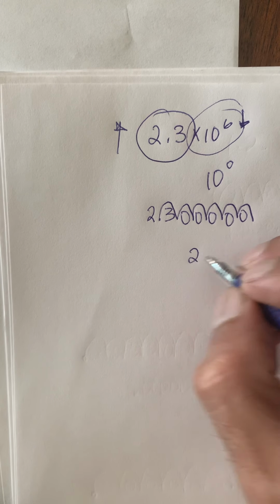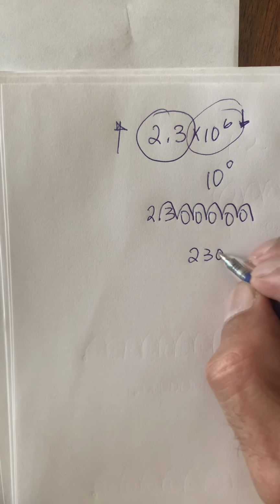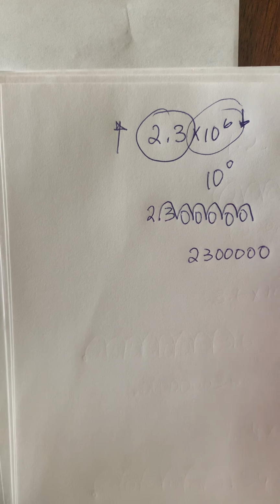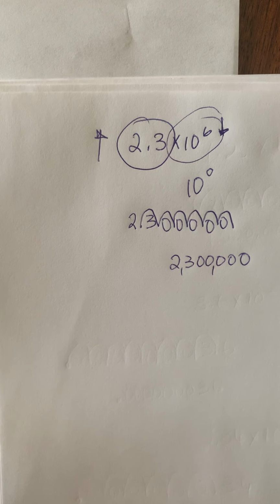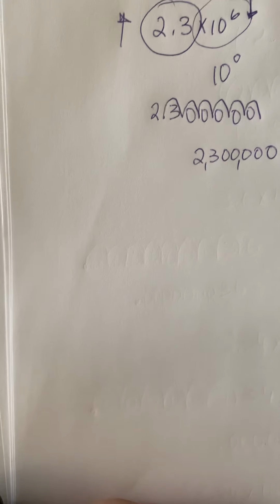And then I would write this number as 2,300,000. Or I could write it as 2.3 million with my little commas there to make it easier for me to look at that number. And really, that's all there is to it in every case. Now let's look at a smaller number.